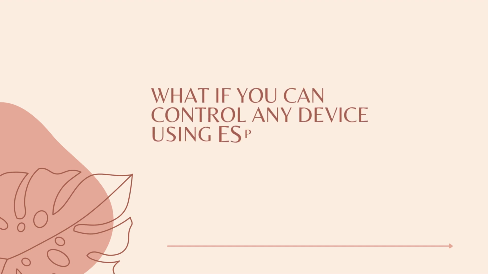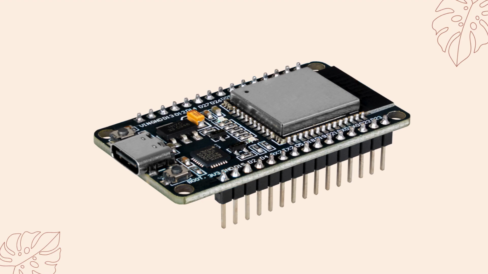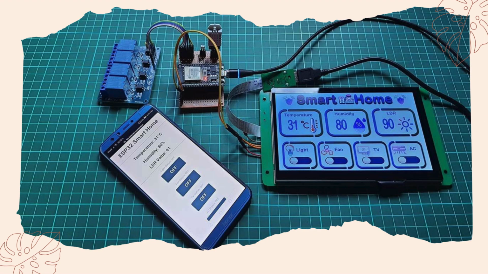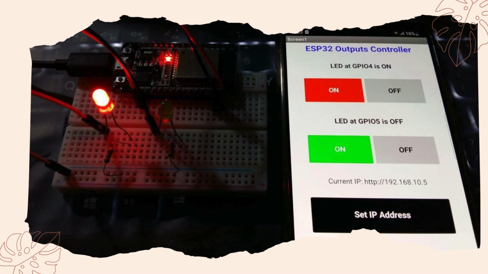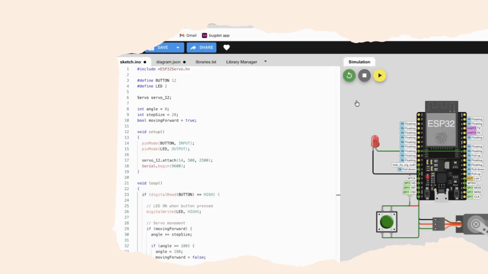And what if I tell you, you can control almost any device using a small board like this ESP32: lights, fans, sensors, even systems over the internet. Sounds interesting, but here's the catch. Most people learn this by just copying code without actually understanding what's happening. So in this video, I'm not going to teach you steps, but I'm going to show you how ESP32 actually works, so you can control anything.